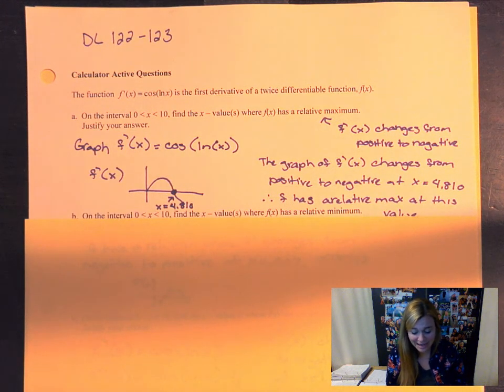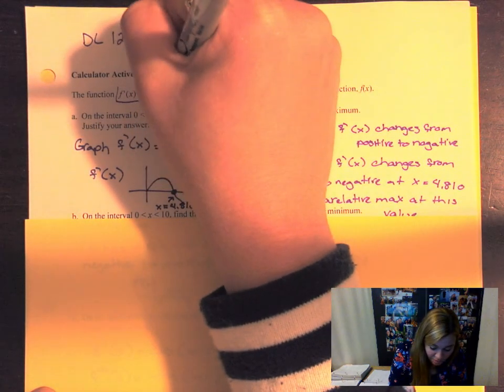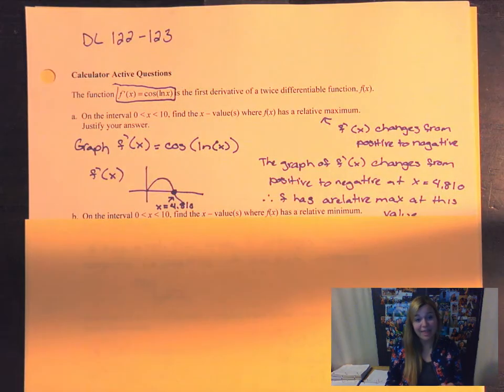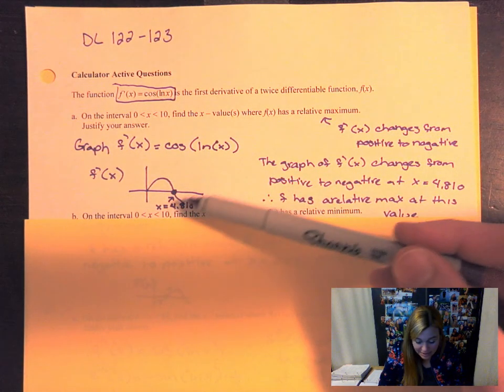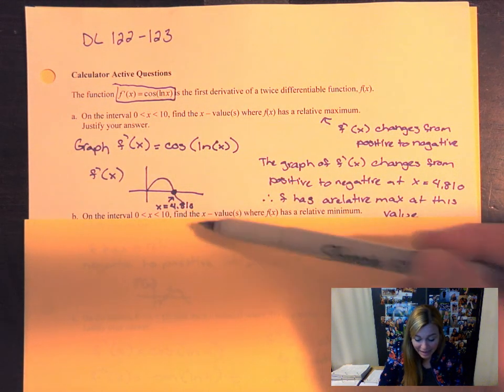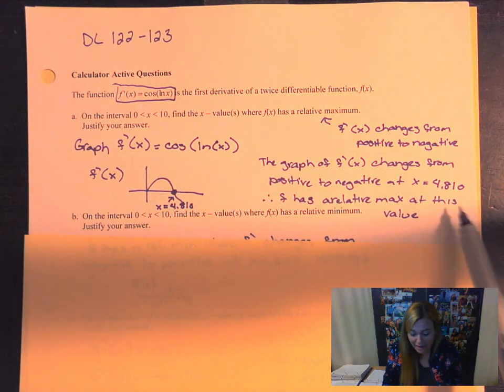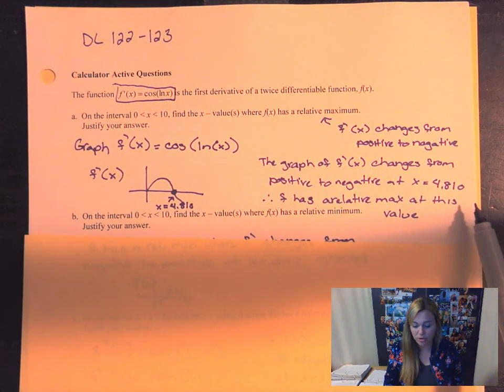On this one, it's asking, where does f of x have a relative maximum? Maximums occur when the derivative changes from positive to negative, or f of x changes from increasing to decreasing. So what you do here, you're given a graph of f prime, just graph that, and you're going to look for the zeros. So this place is x is equal to 4.818. That's, or 810, sorry, I couldn't read my own writing for a second.